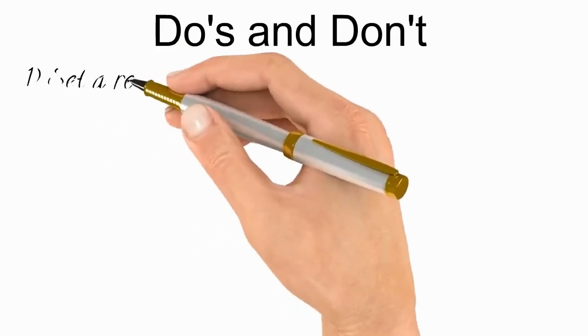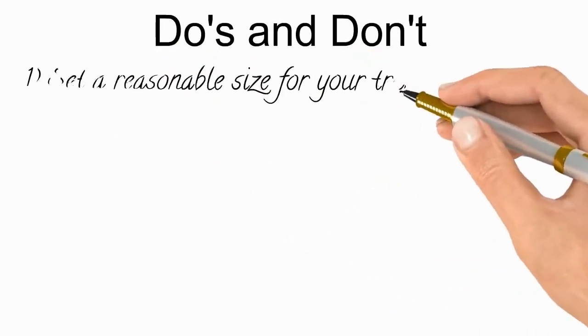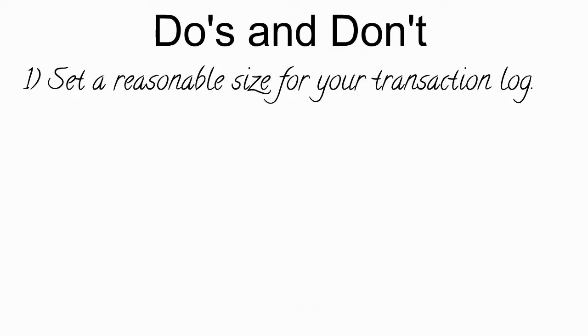Do's and don'ts while creating a database. First one is set a reasonable size for your transaction log. The thumb rule is like the transaction log file should be around 20 to 25% of your database size. For example, if your database size is 1 GB, then the log file should be around 250 MB. The database which I have created of 1 GB, the log file which was created was around 260 MB. So that is a general thumb rule.